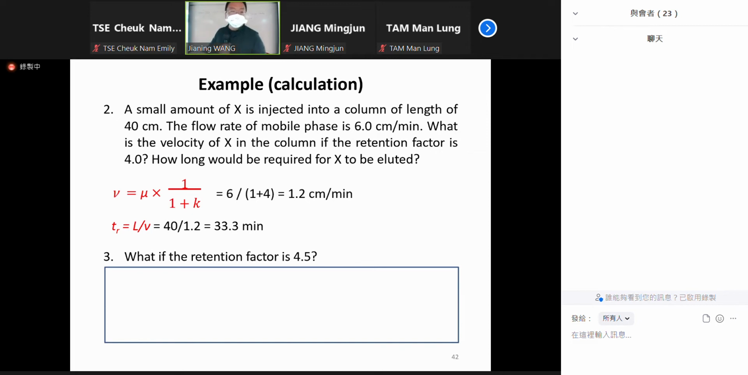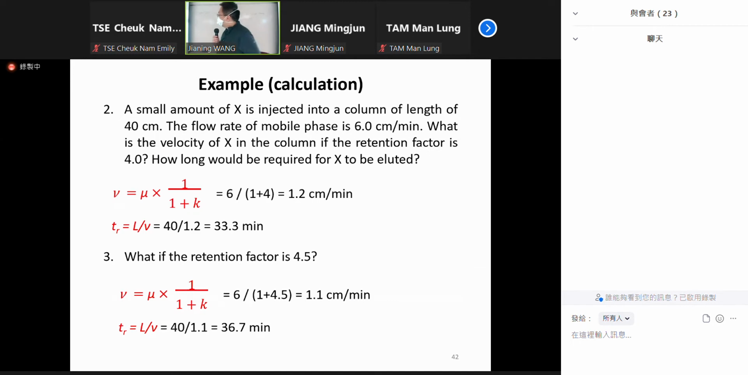Here we also learned this relationship in the slide. Because we already have the retention factor, we can start with the retention factor from this relationship. This is the velocity of the mobile phase. We can calculate mu, and then we can get the retention time of this solute. So what if the retention factor changes to 4.5? It's quite simple. We just change the number.